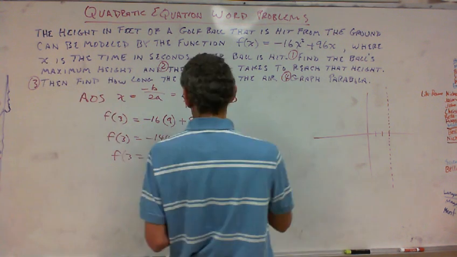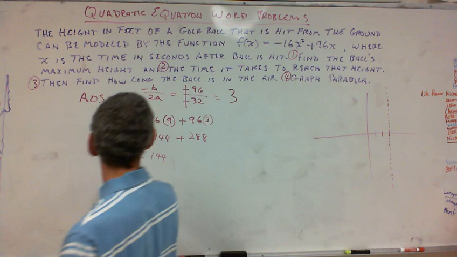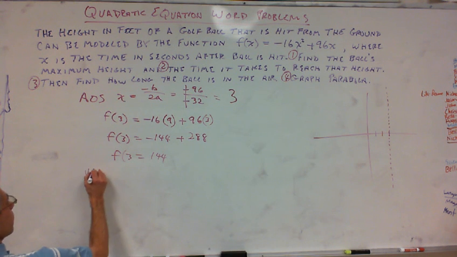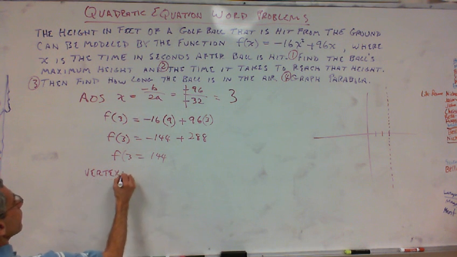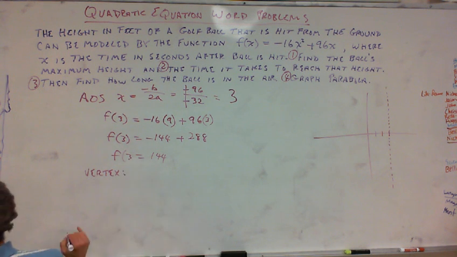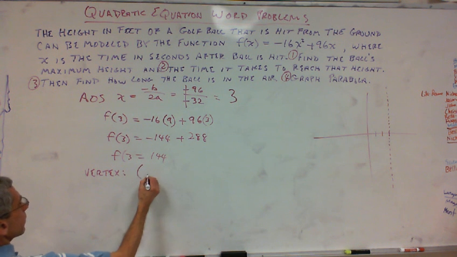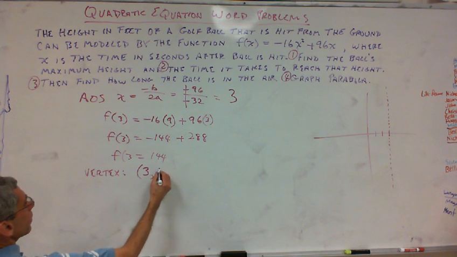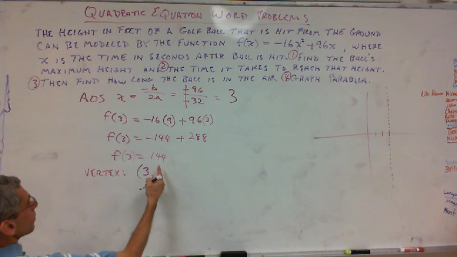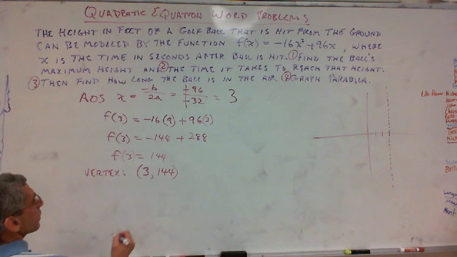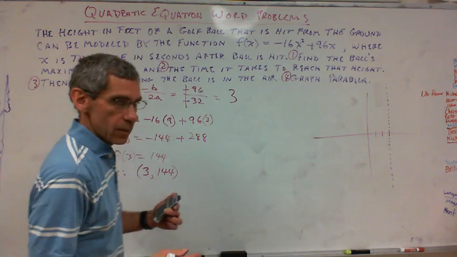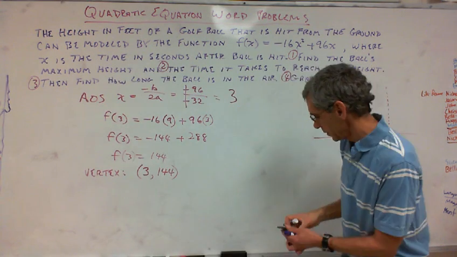So my vertex, put it right here. My vertex is what? My vertex is what? 3, comma, 144. Are you guys awake? I'm just writing it. Okay, oh, I'm sorry. Okay.